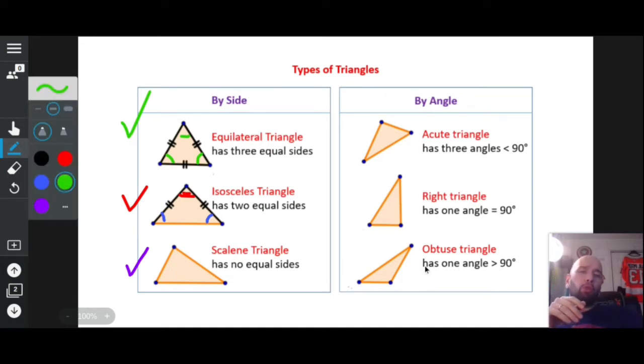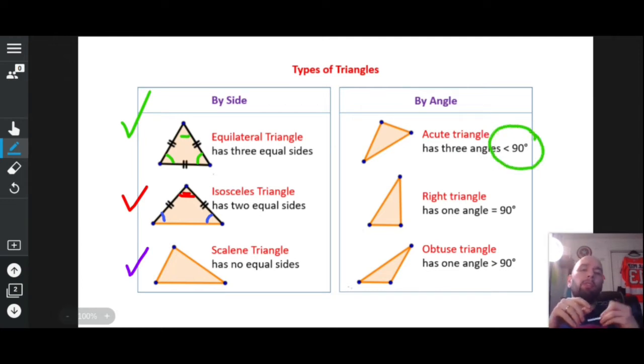In an acute triangle, every single angle is less than 90 degrees. That's an acute triangle. Acute triangles can be equilateral, they can be scalene, they can be isosceles. So don't be like, oh, if it's one, it has to be the other. No, no, no. A right triangle has one angle that is 90 degrees.